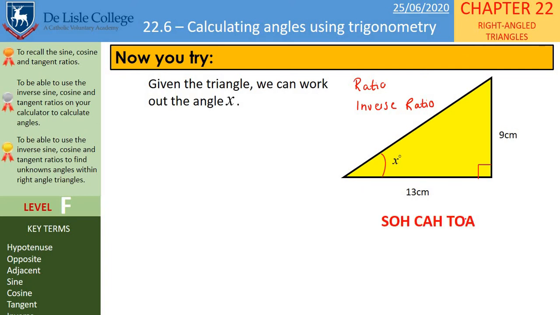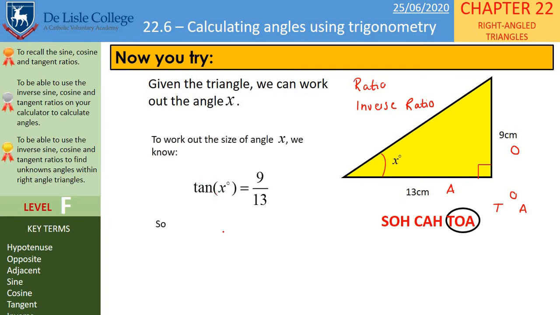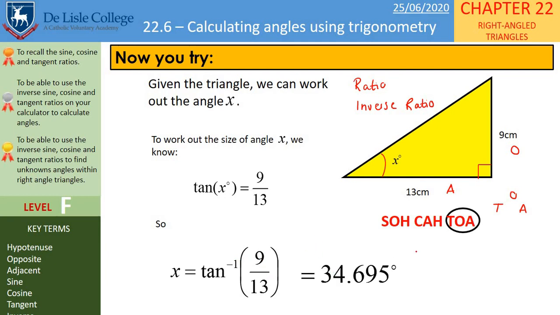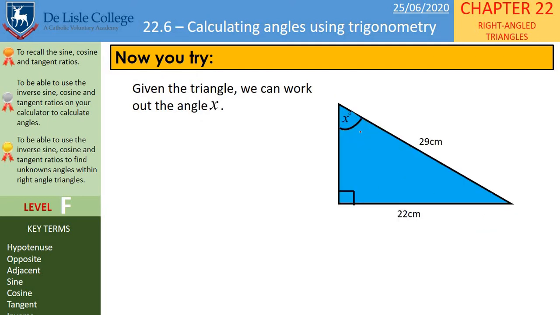Right, good, so first things first, which ratio is it? Well, it's TOA, because we've got opposite here and adjacent here, so hopefully you've got that. We know it's opposite over adjacent, because TOA would be written like that. So opposite divided by adjacent, so what you're after is tan negative 1, your inverse of tangent, 9 over 13, and you should get 34.695, which lots of you will have recorded as 34.7 degrees to 1 decimal place. Lovely. Right, please pause the video and see if you can find the angle X.